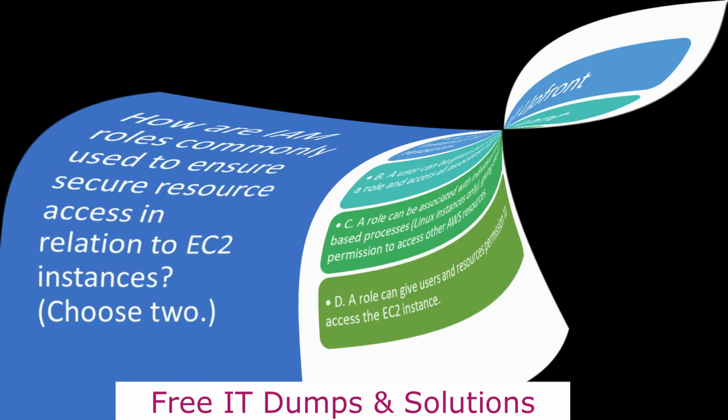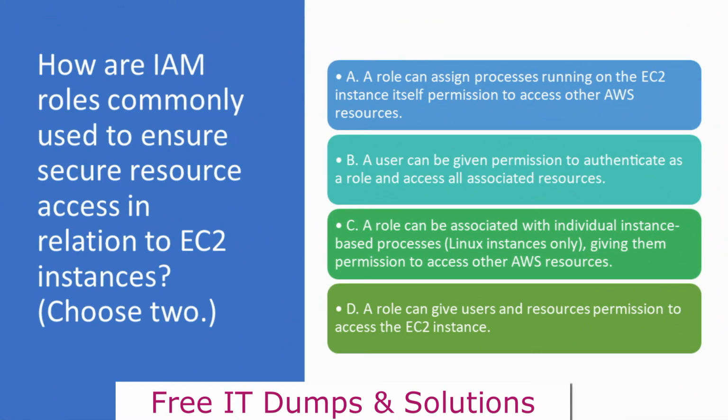Let's talk about next question. How are IAM rules commonly used to ensure secure resource access in relation to EC2 instances? Choose 2. Options we have: A. A role can assign processes running on the EC2 instance itself permission to access other AWS resources. B. A user can be given permission to authenticate as a role and access all associated resources.